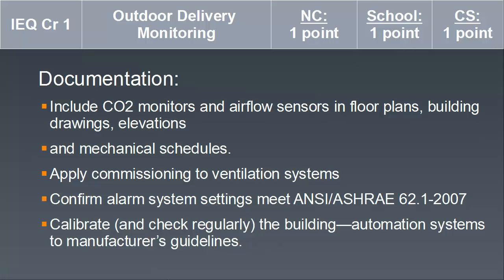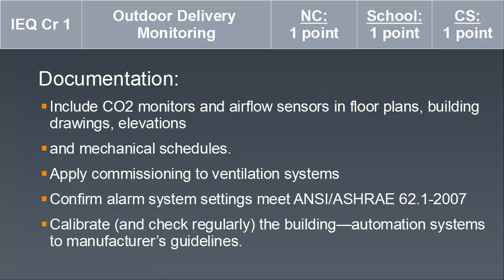Apply commissioning to ventilation systems. There's a synergy with EA Credit 3, Enhanced Commissioning. Confirm alarm system settings meet ANSI and ASHRAE 62.1 standards. And calibrate and check regularly the building automation system to manufacturer's guidelines.